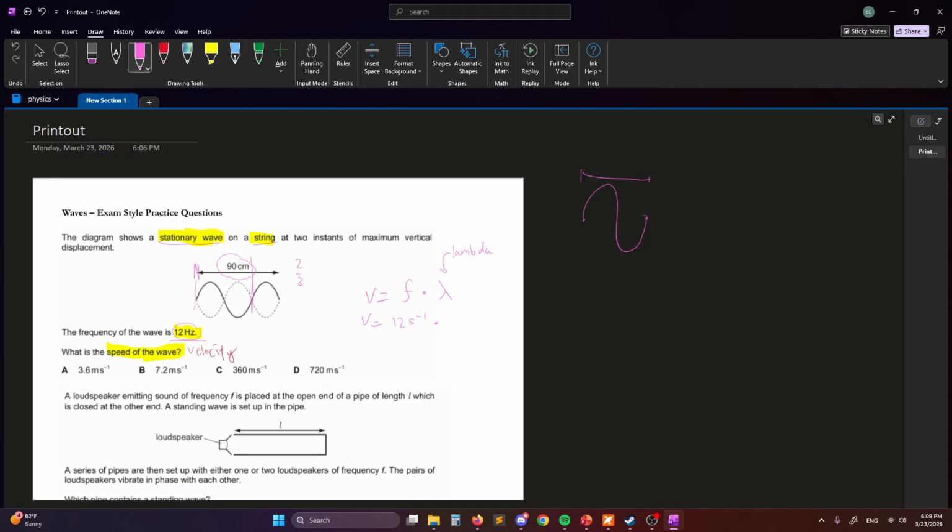So it's 2/3 times 90, which is going to be 60 centimeters, or 0.6 meters. If you do a calculator on that, you should get 7.2 meters per second.